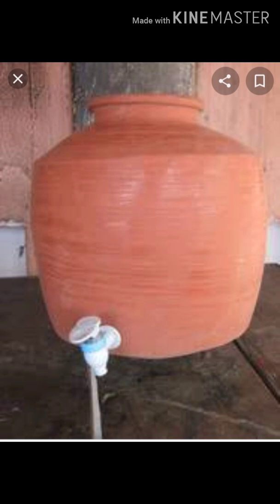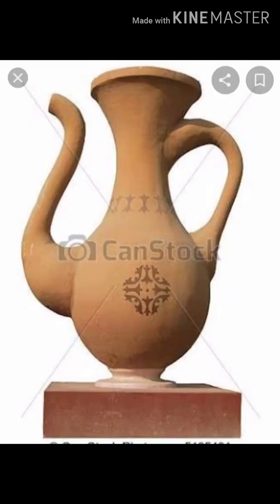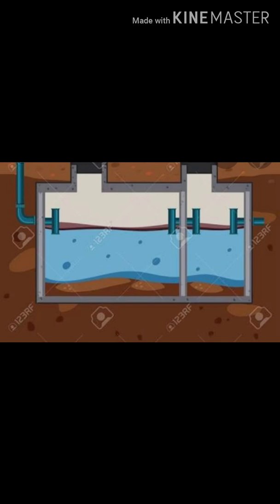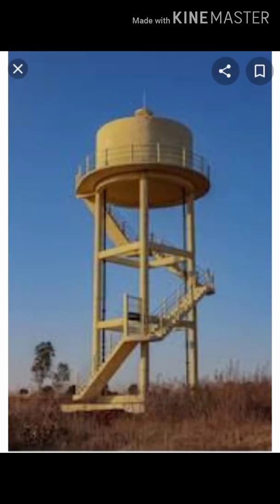In villages, people usually store water in earthenware pots called ghada or surahis or even buckets. However, in cities, water is stored in underground tanks as well as overhead tanks. Rainwater harvesting is the process by which rainwater is collected and stored for later use.